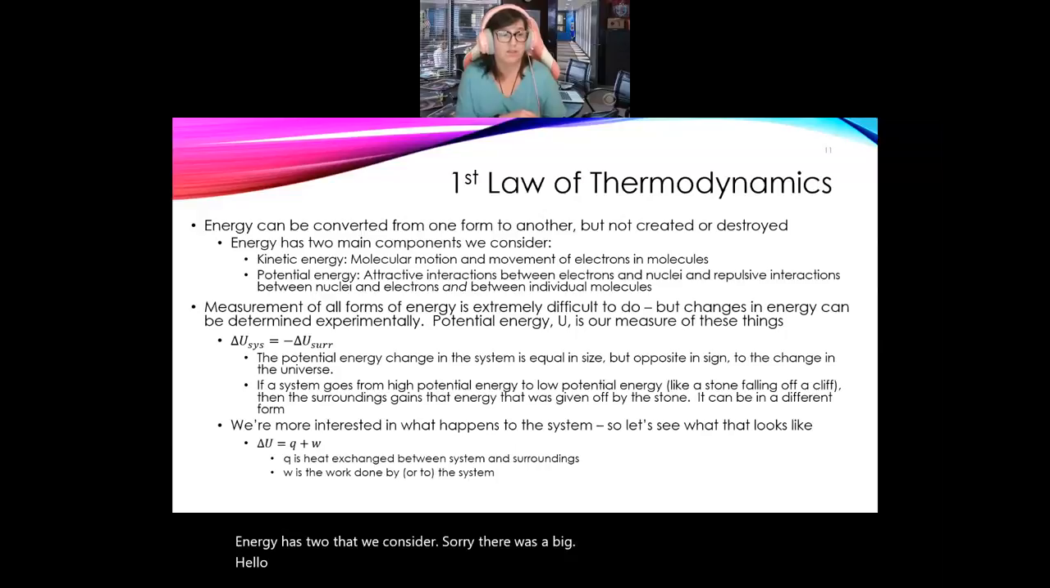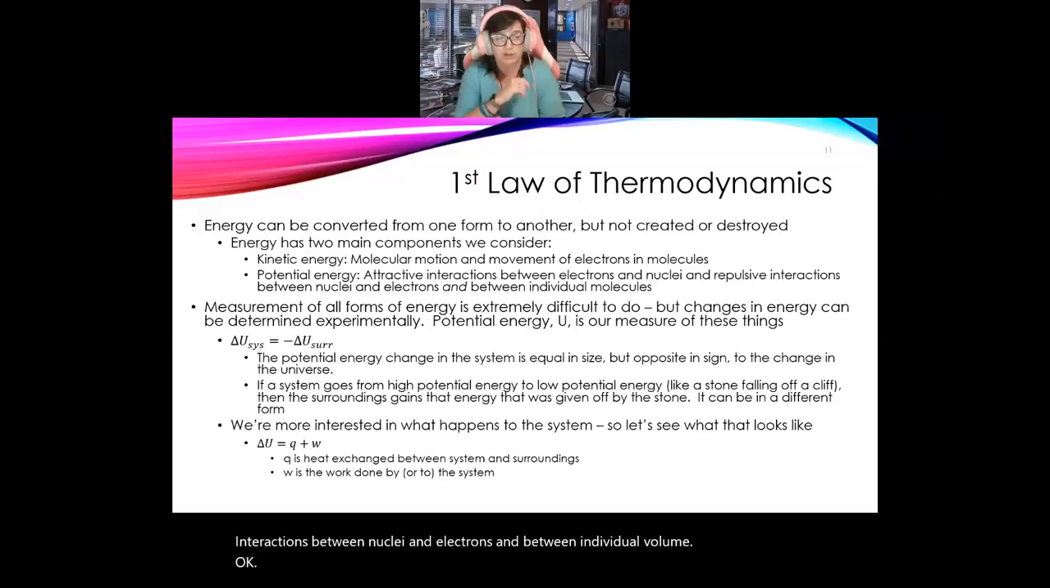It sounded like thunder. Energy has two main components that we consider: kinetic energy and potential energy. So kinetic energy is the molecular motion and movement of electrons and molecules. So that's the movement, the kinetic part. Potential energy is attractive interactions between electrons and nuclei, and repulsive interactions between nuclei and electrons, and between individual molecules, okay?